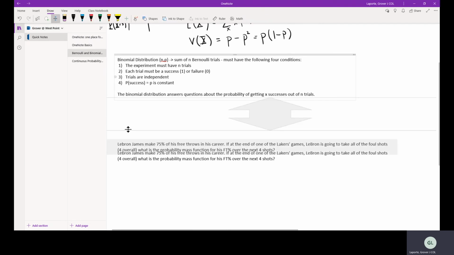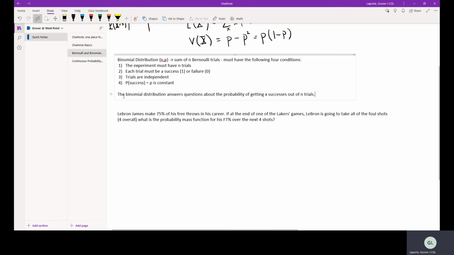I think I can decrease the amount of space, there you go. And now, the example here was LeBron James makes about 75% of his free throws in his career. We're going to assume that that's a true statement and that he stays making that 75%, and it's constant. If at the end of one of the Lakers games, LeBron is going to take all of the foul shots, and we're going to let it be 4 because I just don't want it to get unwieldy. What is the probability mass function? So what is the PMF for his free throw percentage over the next 4 shots? So in other words, does he make 0?